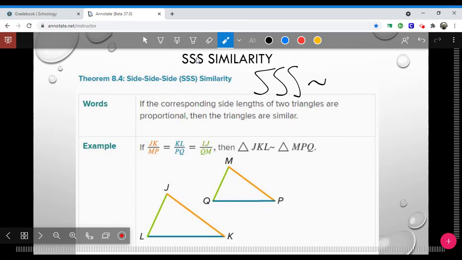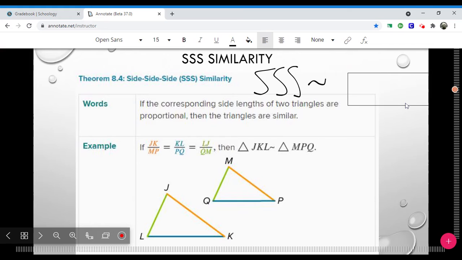And so we get to side, side, side similarity. That's how I would write it: SSS, side, side, side. And then that little symbol there means similar. And then I'm going to write in here the definition I would use: if all three sides of the triangles are proportional, then the triangles are similar.